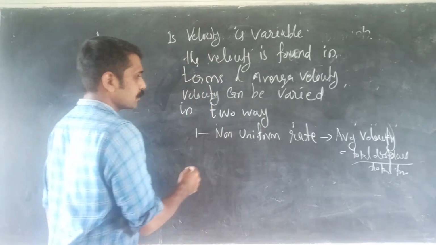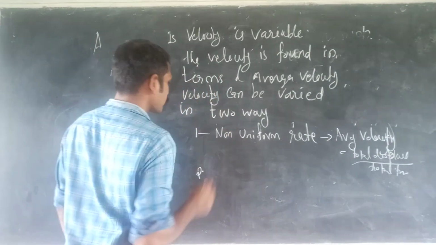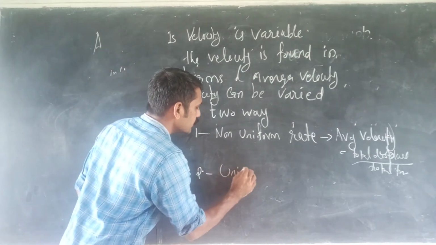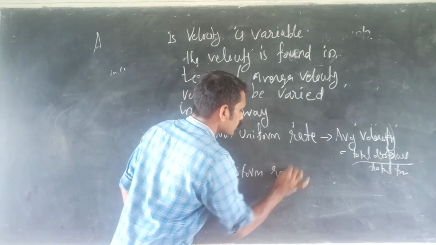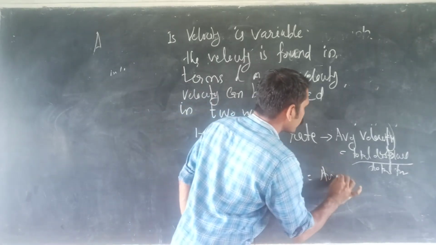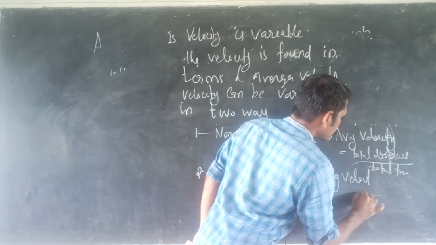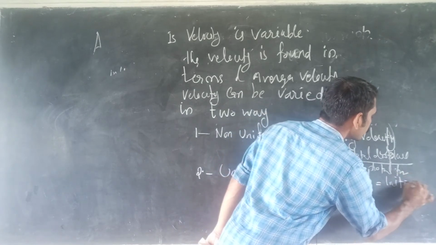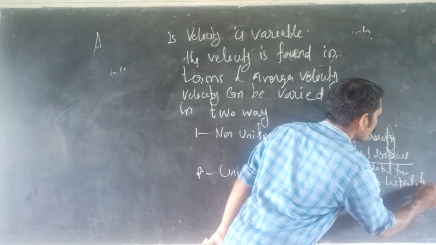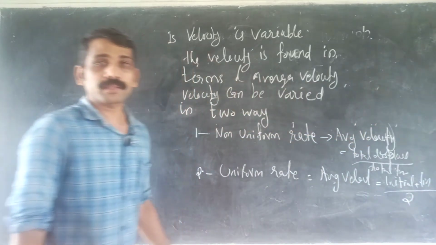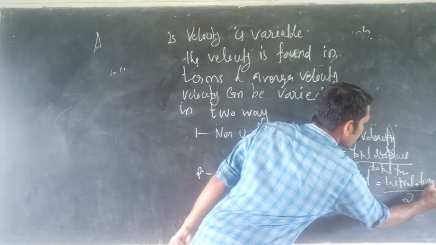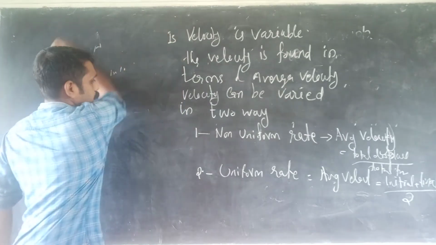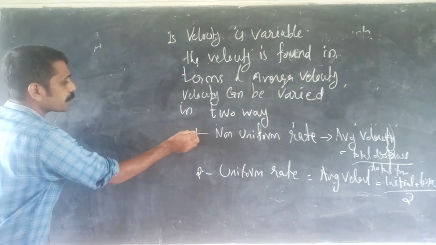If the velocity is changing in uniform rate, then average velocity is found by initial velocity plus final velocity by 2. Initial velocity plus final velocity by 2. Understand? Okay. So, how do non-uniform rate?